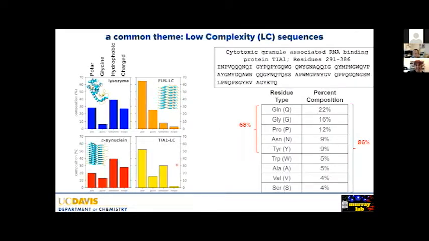If we can look back at the low complexity sequence, this is a much shorter low complexity sequence. It's 96 amino acids in length. It has slightly different biases of amino acids. We no longer have serine residues, but we do have a large population of proline residues. If we return to our histograms over here on the left, you can see that again, the TIA1 protein is highly enriched in polar glycine amino acids and does have significantly more hydrophobic amino acid content than the fused in sarcoma case.